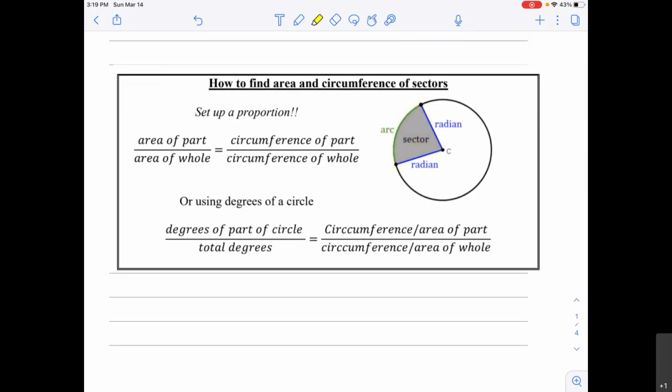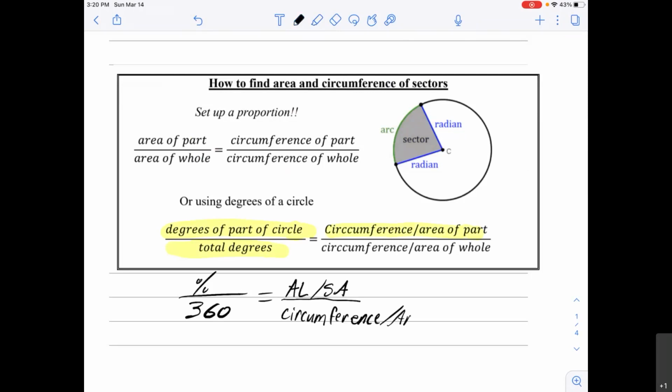So to find the area of a sector, or the length of the crust, we use a proportion. There are a few different ones, but the one I like here is the degrees of the part of the circle over the total degrees, which is always going to be 360. And then on the other side, we'll either have the circumference or area of the part. So this will be either our arc length or our sector area over either the circumference or the area of the whole.